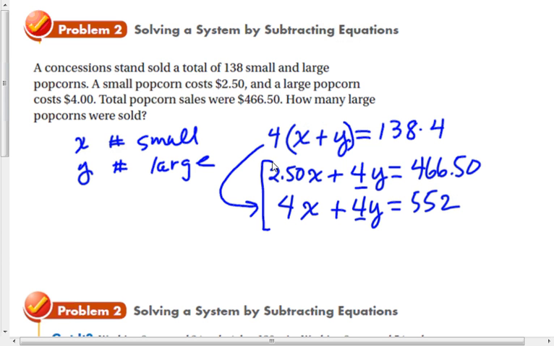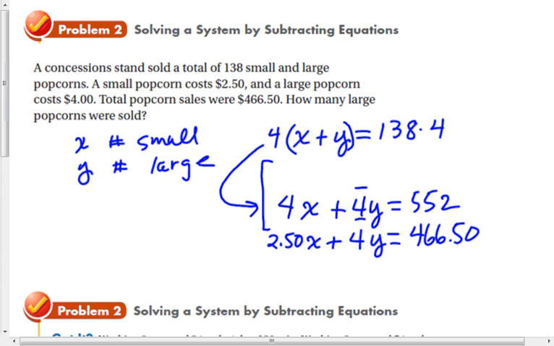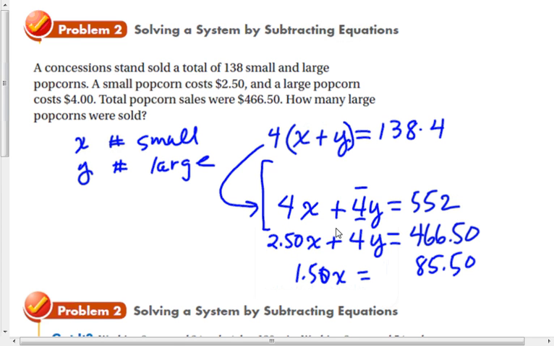Now, with this set of equations, I have the exact same coefficient right there, 4 and 4. If I subtract these two equations, I'm going to subtract this equation from this one. That way I'll get a positive coefficient. 4 minus 2.50 is 1.50x, and 4y minus 4y is 0y, which is just 0. And then I just have to do 552 minus 466.50. And so I'm going to divide both sides by 1.50. So 85.50 divided by 1.50 is 57, which means I sold 57 small popcorns.